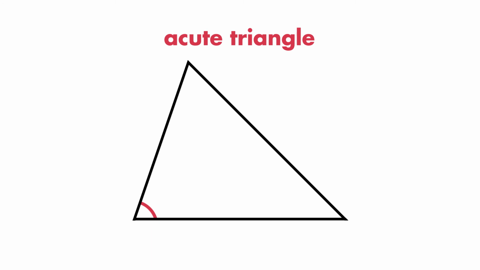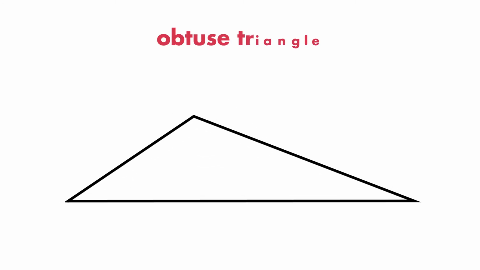The last type of triangle is an obtuse triangle. See this angle? It measures more than 90 degrees. That's how you know this is an obtuse triangle.